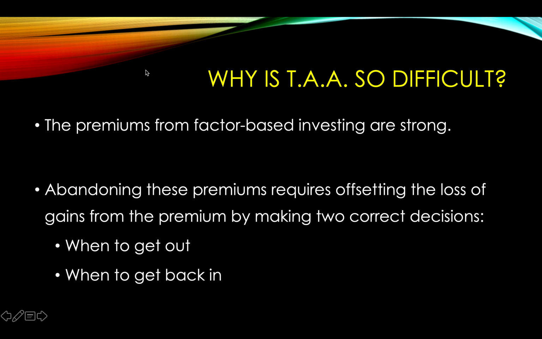Why is tactical asset allocation so difficult? Well, part of it is the premiums from factor-based investing are strong. If you're going to get out of the stock market, or reduce your allocation to it, you're giving up the equity risk premium. So you have to make two really good decisions when you're giving up that premium: one is when to get out, and the second is when to get back in. Remember all those behavioral biases we have? They creep into this decision making too. So it's really hard to overcome not being exposed to certain factors and trying to time those factors. There's very little evidence that that can be done.